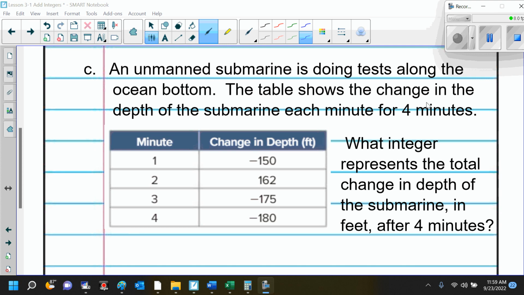The table shows the change in the depth of the submarine each minute for 4 minutes. What integer represents the total change of the depth of the submarine in feet after 4 minutes? So your important information is what's in the chart, right? So we want to know what integer represents the total change, right? So that means we want to combine all of these. Is everybody clear? So here we have all of the negatives. We're going to combine all of our negatives and then combine the positive. Is everybody with me? All right.